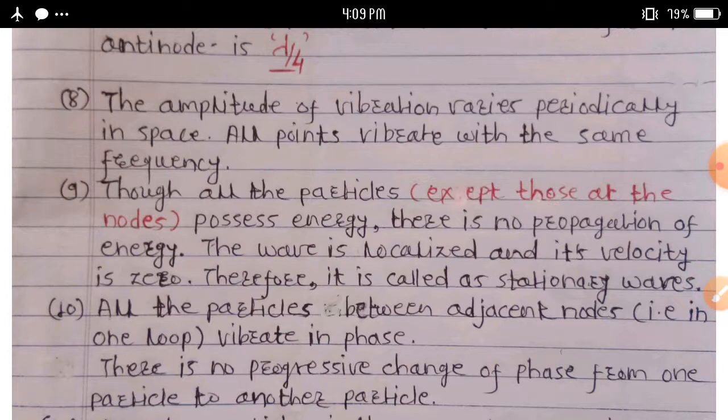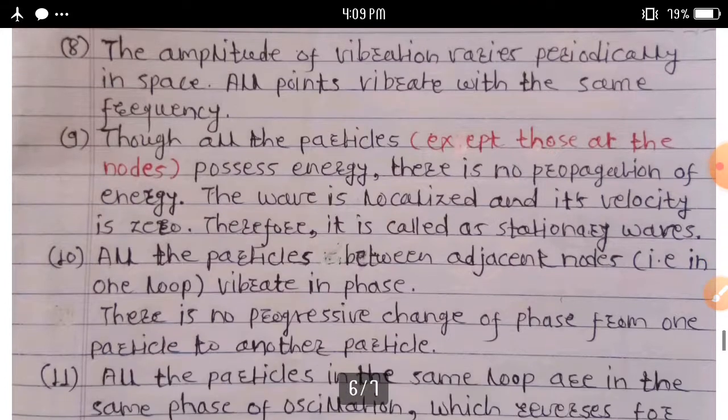Number 8, the amplitude of vibration. The amplitude of vibration varies periodically in space. All points vibrate with the same frequency. All the particles vibrate with the same frequency.